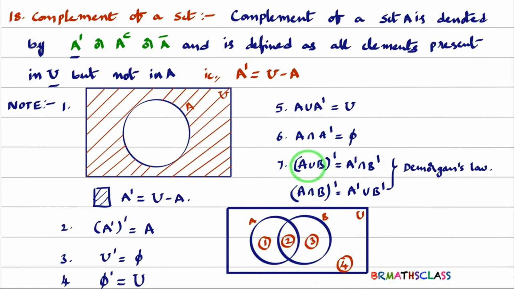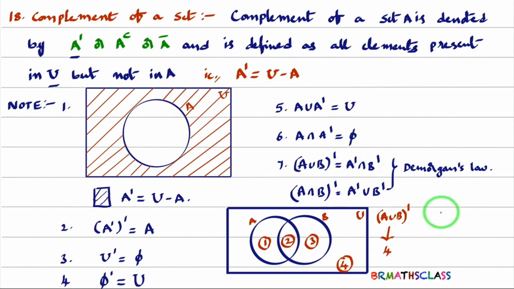Now you see, I will try to prove this first result. A union B whole dash. What is meant by A union B whole dash? Here you try to understand A dash means not A. So A union B whole dash means which part you will get. A union B whole dash means not A union B. Not A union B means which part will come? Fourth part is not A union B.